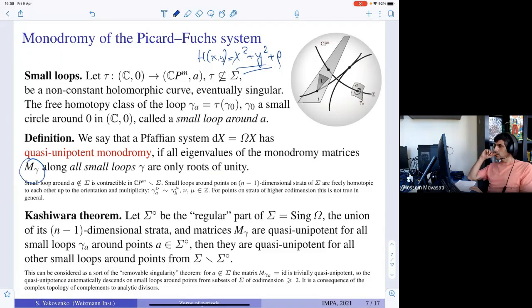Well, just maybe a smaller remark. This Kashivara theory is somewhat undeservedly forgotten, because you may argue about its nature, and I, for instance, like to see it as a removable singularity theorem, because what it says is that if something is true about a small loop around a non-singular point, and a small loop around a point on a codimension 1 subvariety, then the same would be true for any other small loops around other very degenerate points. So it is like a forced continuation theorem.